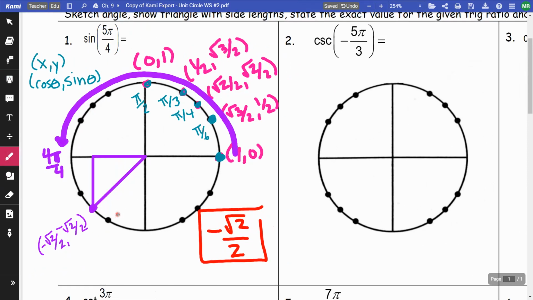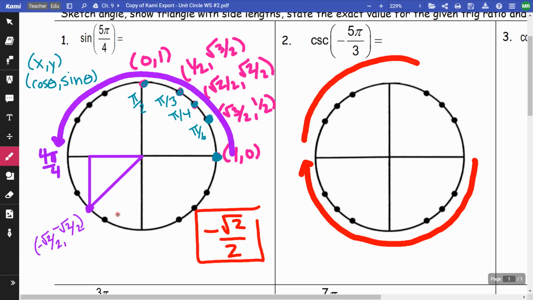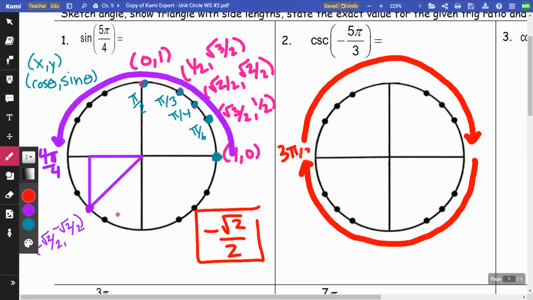On number 2, I'm dealing with negative 5 pi thirds. If I'm dealing with negative, I'm thinking about going in this direction. That would be 3 pi thirds. And then I continue around. If I went all the way around to here, that would be 6 pi thirds. This would have been negative because I'm going backwards. This would have been negative 6 pi thirds. So if I want negative 5 pi thirds, that's going to be this one right here.